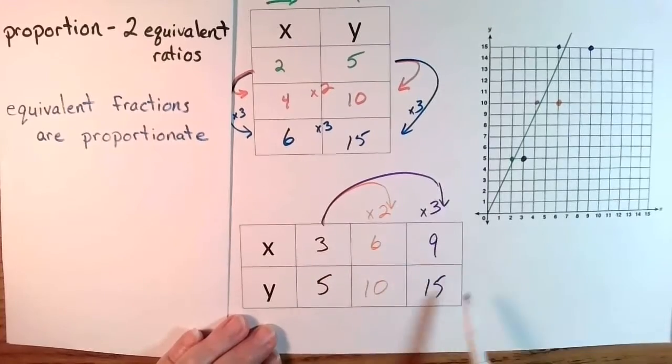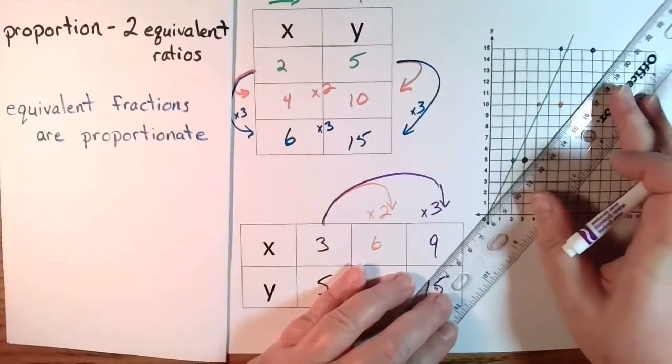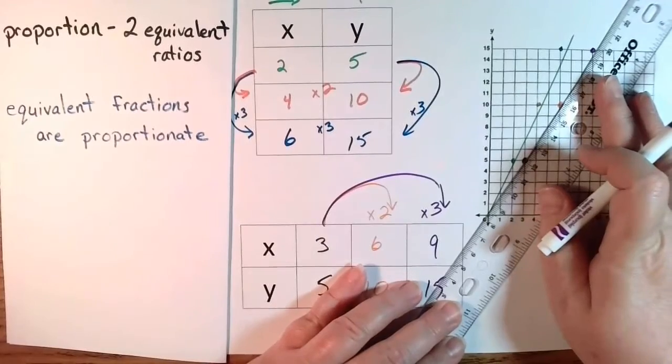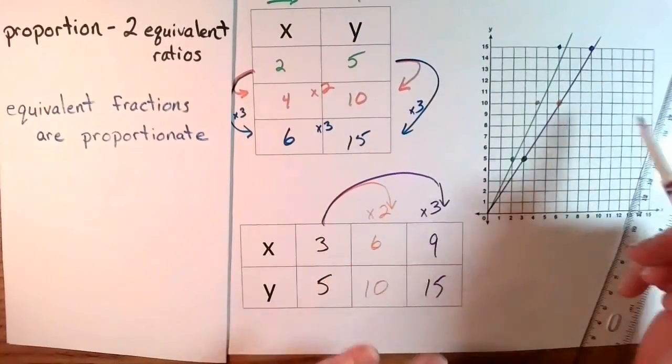3, 6, 9. Skip count. 5, 10, 15. But the graph is also going to prove it because if it goes through the 0, 0 and connects all of the dots, you'll see it's going to make a straight line through there, which is proportionate.